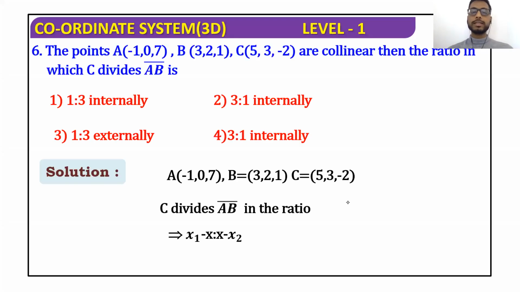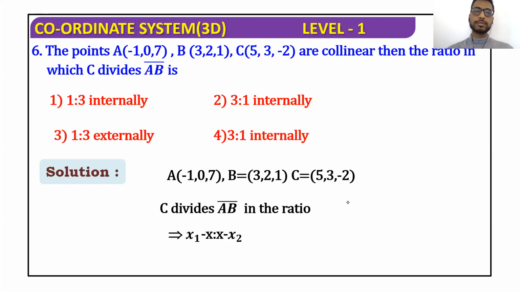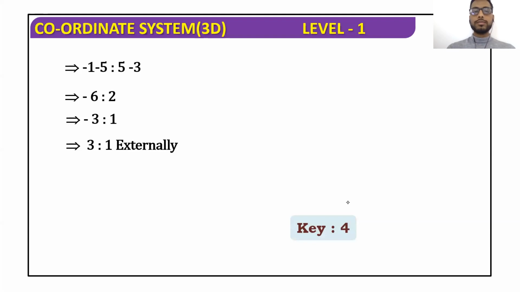So x1 in this case is your minus 1. X in this particular case, you're going to take 5. And then again 5 minus of 3. Just simplify. If you are getting the answer as minus 3:1, that means it's dividing externally. If you get the answer as 3:1, that means it is dividing internally.